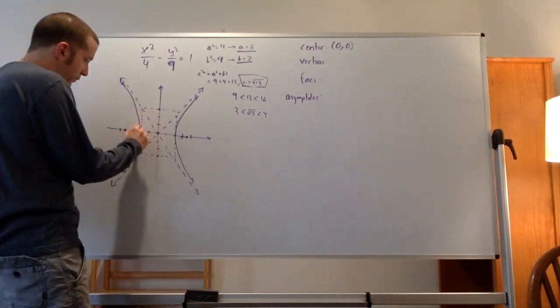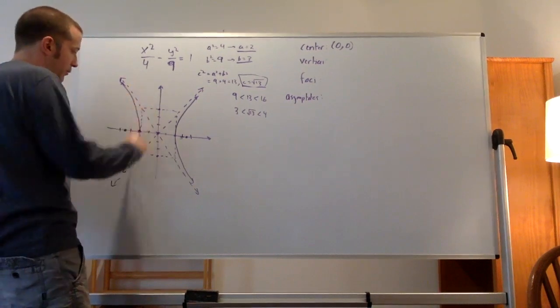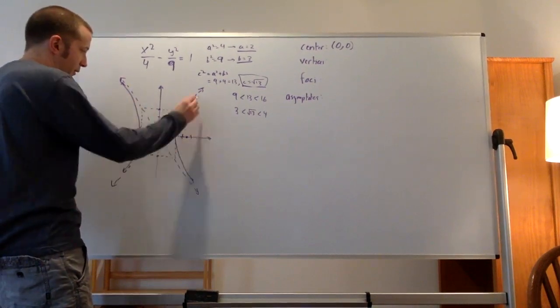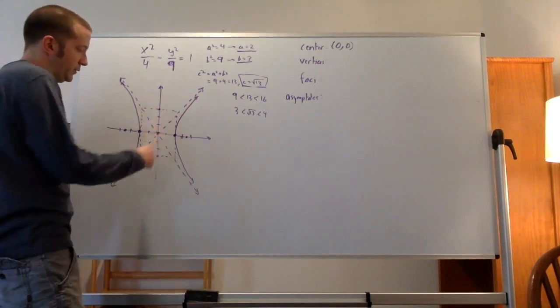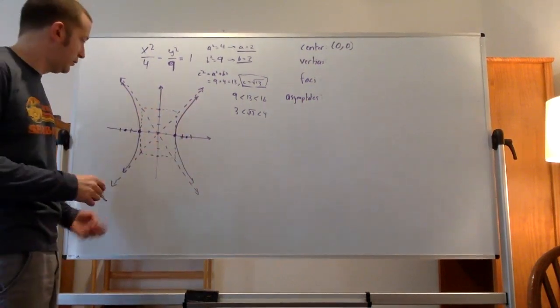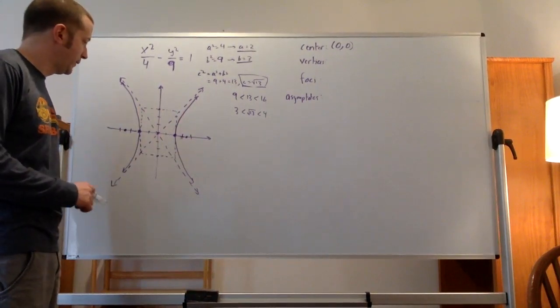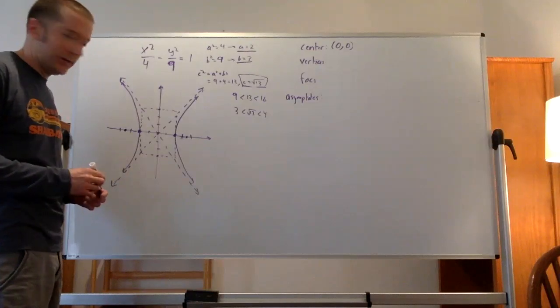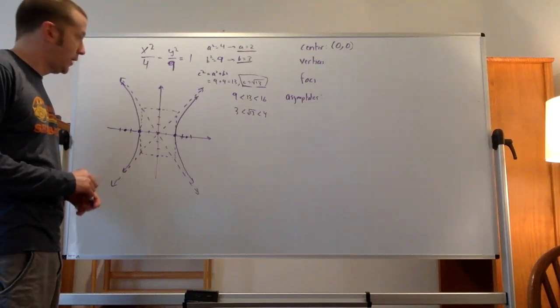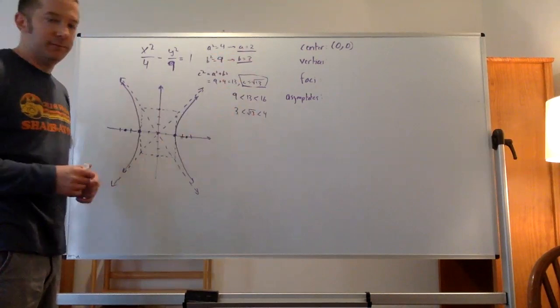This point here is a vertex because it's on the hyperbola, and this point here is a vertex because it's on the hyperbola. These other points don't really have useful names or use at all, so we're not going to worry about them. In ellipses, we call them co-vertices or something, but you don't have to worry about that with hyperbolas. So now you can just fill in the information here and we'll be done.